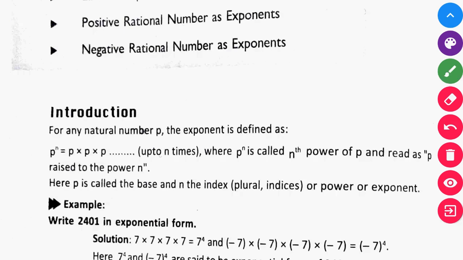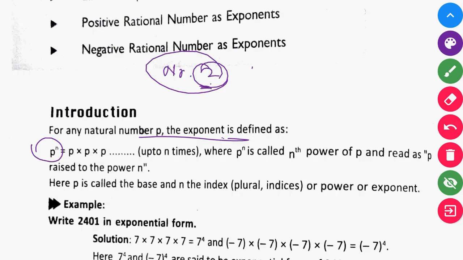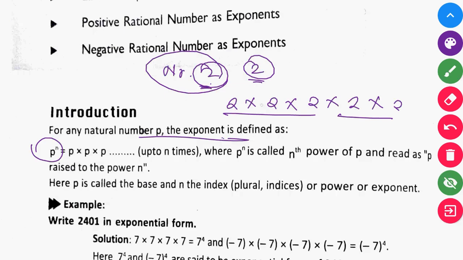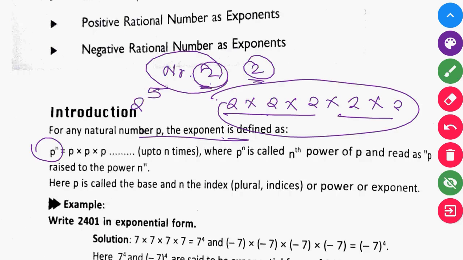So for any natural number p, the exponent is defined as p raised to n. How do we give that exponent? Suppose I have number 2, which is a natural number. If I multiply 2, 2, 2, 2, how many times have I multiplied? 5 times. So instead of writing such a lengthy 2 into 2 into 2 into 2 into 2, I will just write 2 raised to 5. So this 5 shows how many times 2 is multiplied with itself.